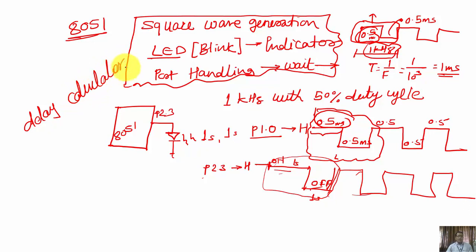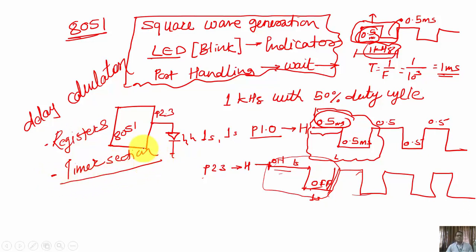There are two ways by which we can do it. The first, we use simple registers, and the second, the use of the timer section. How to use the timer section to introduce a delay, we are going to discuss later in a special lecture on the timer block. And now we are going to talk about the delay calculation using the registers.